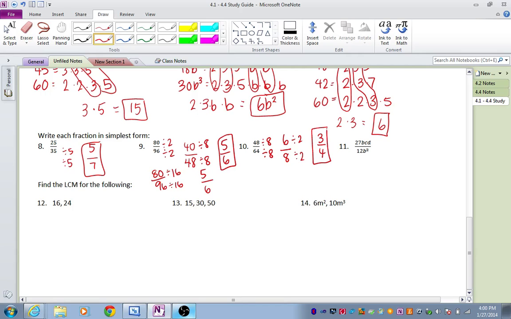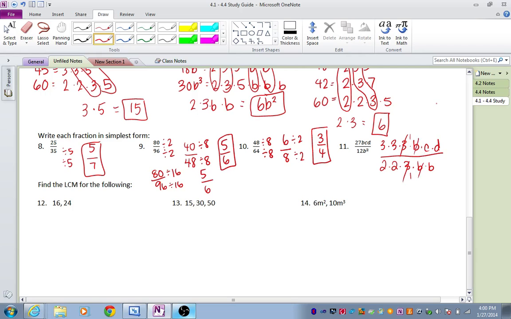And the last one, we have some monomials in our fraction. We're going to prime factor each of the monomials. So 27BCD would be 3 times 3 times 3 times B times C times D. And 12B squared is 2 times 2 times 3 times B times B. And for simplifying, we don't want to circle our common factors, we want to cross them off. So we have 3 and 3. We can really say that those are 1s now since we divided the 3 out. And we have B and B.